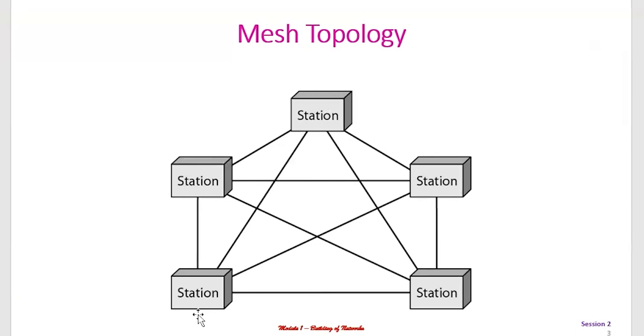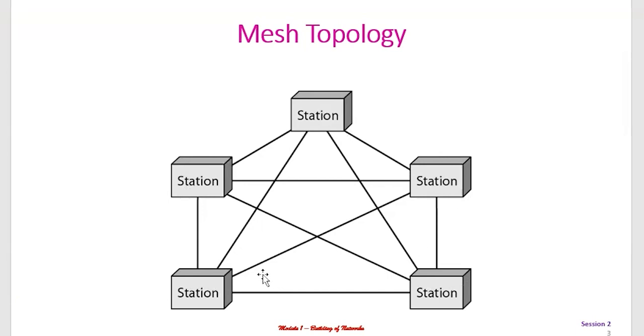In the mesh topology, you can see that the links are basically one to all. If I take device 1, all 4 other devices are connected to it by separate links. So 1 to 2, 1 to 3, 1 to 4 and 1 to 5. Similarly, if you take the second node, 2 to 1, 2 to 3, 2 to 4, 2 to 5. So this is called a fully connected mesh topology.